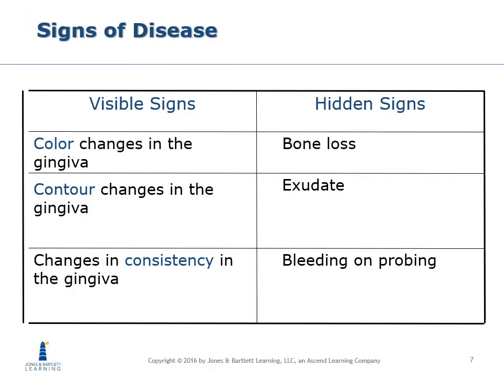So when it comes to signs of disease, those visible signs are going to be changes in the color, contour, and consistency. These things go together, right? We've been talking about this for a while. When it comes to the hidden signs, things like bone loss, exudate, and bleeding on probing, these are not things you're going to be able to just look into the patient's mouth and see. You have to do a little bit more digging.